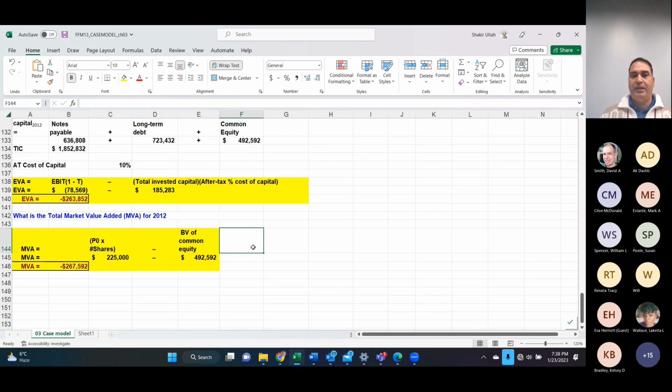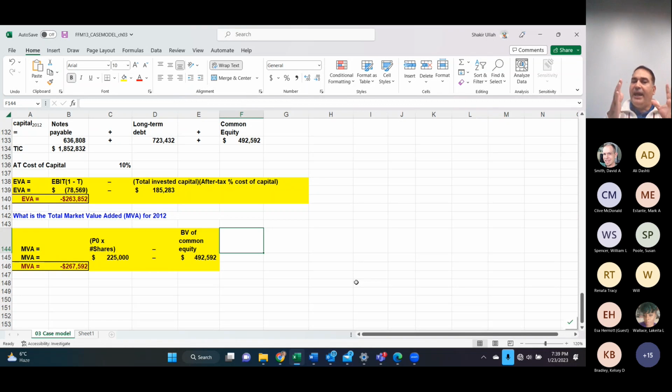Total market value added. Now, total common equity is the book value of the equity, the actual investment that the owners have made, plus the retained earnings. But the market value of your company might be different. Let's say you started a business and you have invested $1 million. After a couple of years, your business is doing really well, and the market assigns $5 million value to your business.